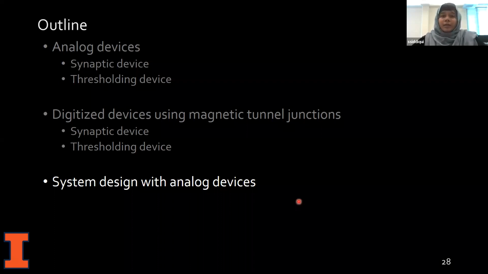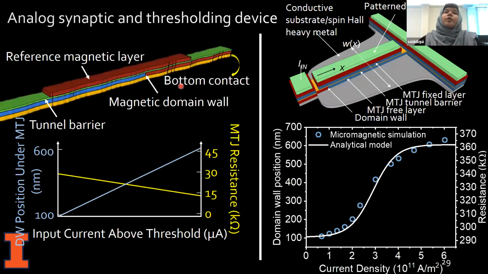Moving on to the next section, I'll talk about the system design, but with the analog kind of devices which I have shown in the first part of my talk. Just to give you a review, we have shown this continuous change in the magnetic tunnel junction resistance by using a domain wall under the reference layer. And by engineering the spin orbit torque generating layer, we can have this kind of nonlinear functionality or thresholding device.